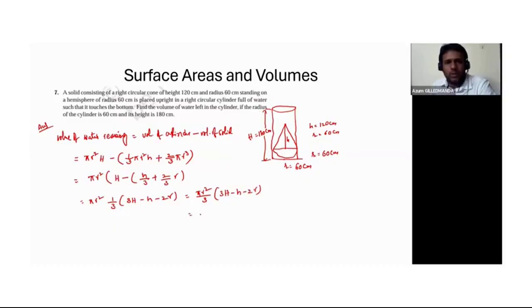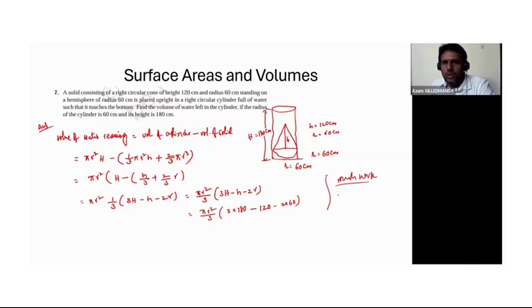Let's find the values now. I'll keep this as is, and then substitute pi r square by 3 into, first find this value, 3 into H. What is H? 3 into 180, minus small h, which is 120, minus 2 into 60. So 3 into 180 is, let's use rough work.